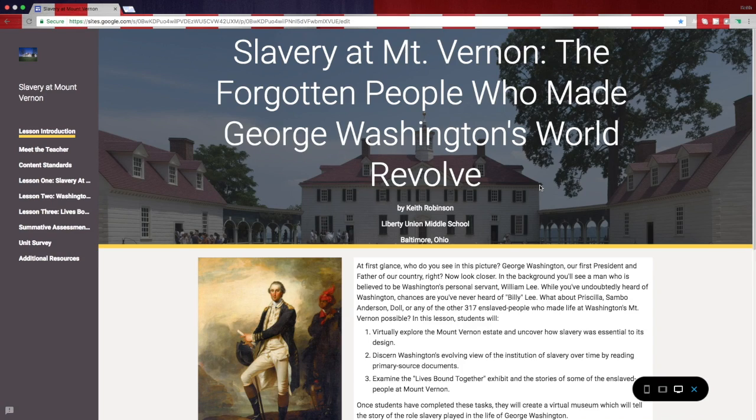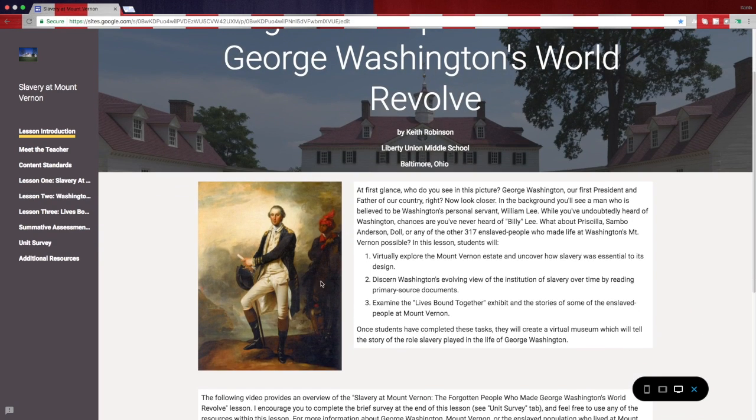The first page is a lesson introduction, which has a fairly familiar painting of George Washington. And normally, when you first look at it, your eyes go to him. But then, upon second glance, you realize that there is someone in the background. That person in the background, they believe, is William Lee.